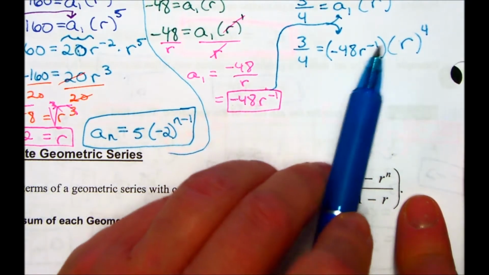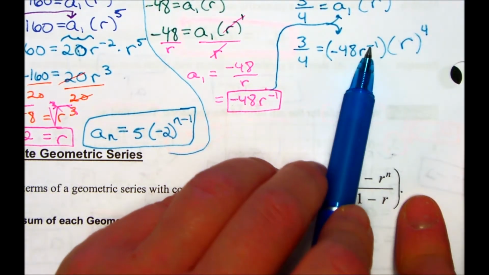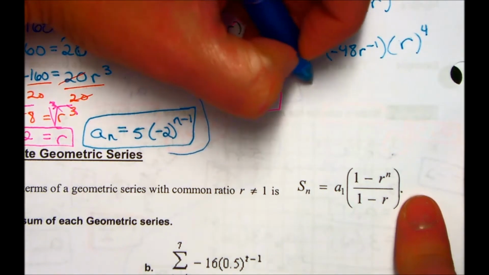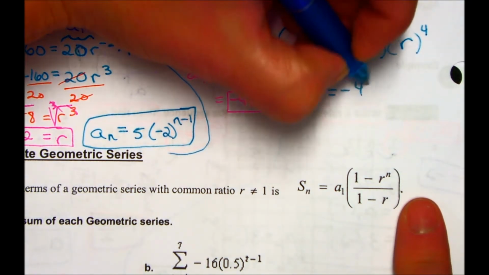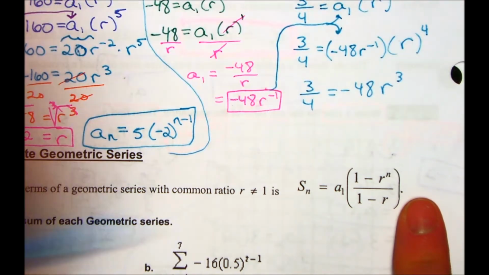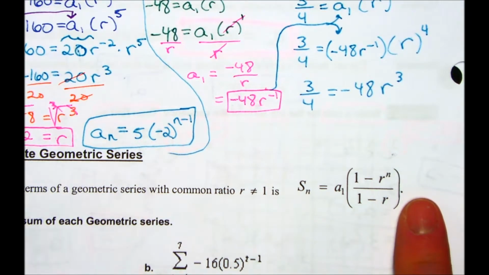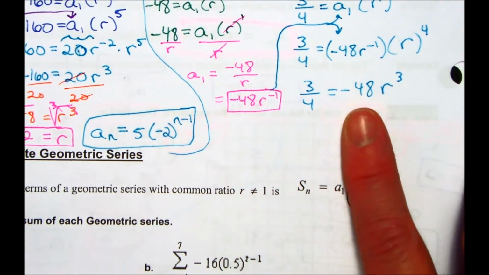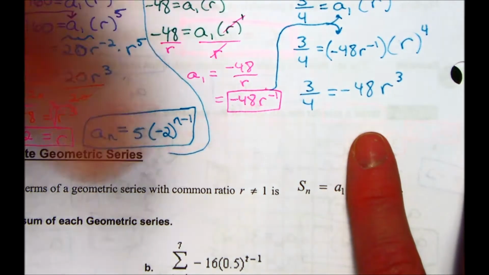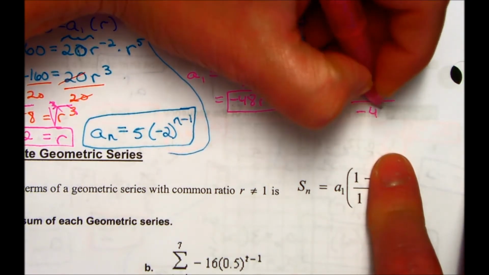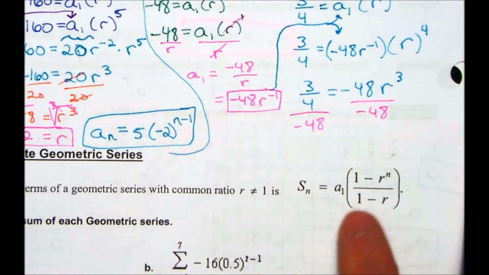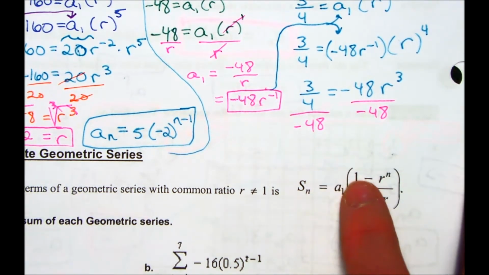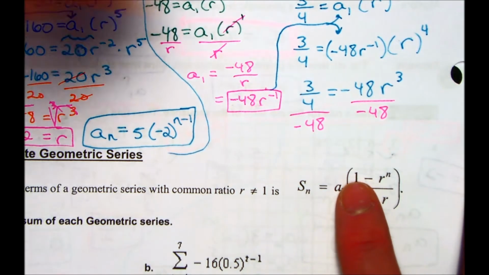So at this point, I can add my exponents. Now I have 3/4 equals negative 48 r to the 3rd power. So I'm going to divide now by the negative 48. And you're thinking, uh-oh, I have to divide a fraction. Well, you can either plug it in a fraction calculator or you could multiply by the reciprocal.